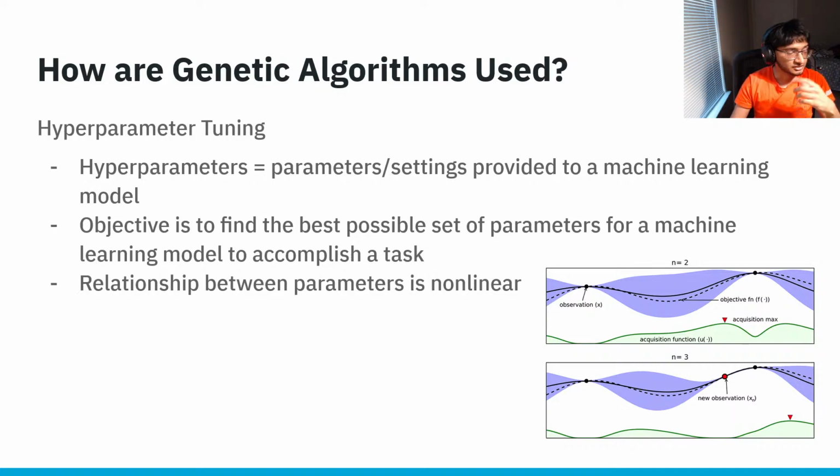We can do something like, let's just quickly cut off this run and move forward to another run. And then the relationship between parameters is nonlinear.